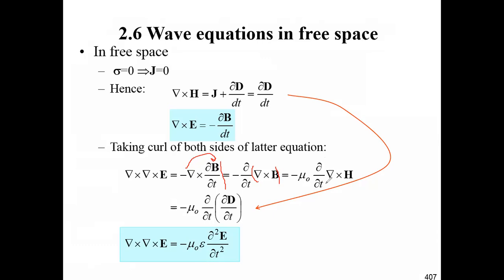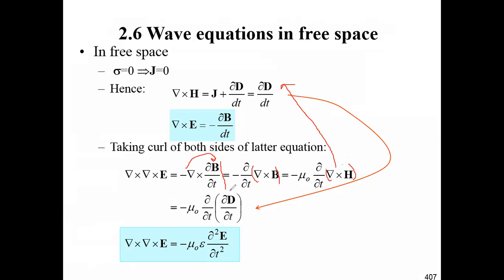Minus of mu naught del by del T del cross H, right? And we know that del cross H is equal to del D upon del T, because J is 0. So we have substituted here del D upon del T.